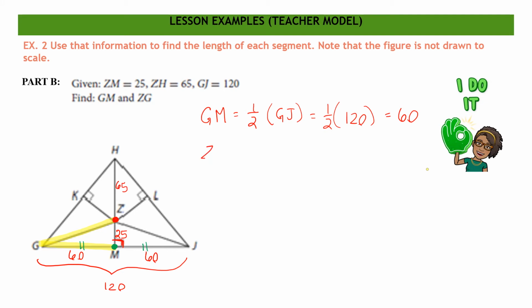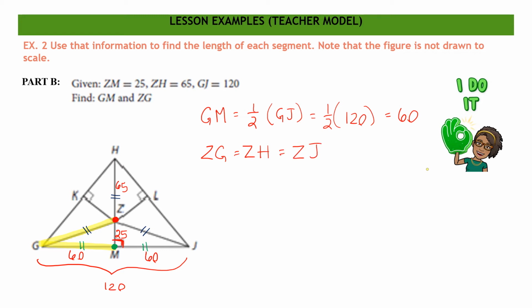All right, so let's look at ZG. ZG, from Z to G, we know is the distance from the circumcenter to one of the vertexes of the triangle. And what do we know about the distance from the vertex to the circumcenter of a triangle? Well, we know that it is going to be equidistant to all of the vertices. So that means that from Z to G is the same distance as from Z to H, which is the same as from Z to J.